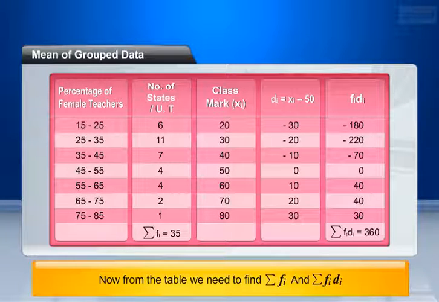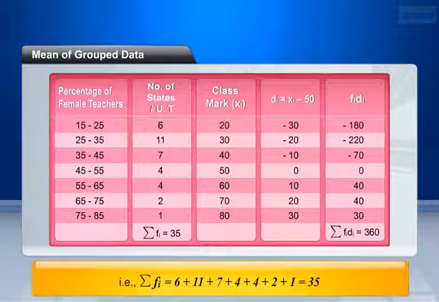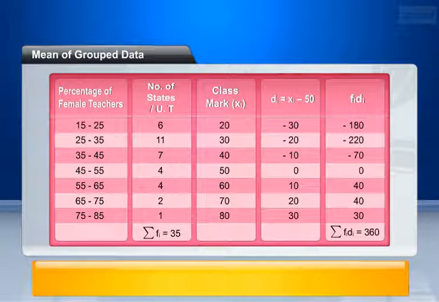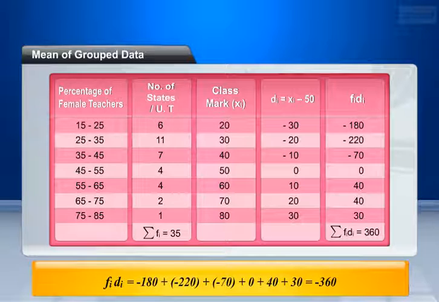Now from the table, we need to find sigma fi and sigma fi di. Sigma fi is the sum of all the frequencies, that is, sigma fi equals 6 plus 11 plus 7 plus 4 plus 4 plus 2 plus 1. This is equal to 35. Sigma fi di is the sum of the values of product of fi and di, that is, sigma fi di equals minus 180 plus minus 220 plus minus 70 plus 0 plus 40 plus 40 plus 30. This is equal to minus 360.